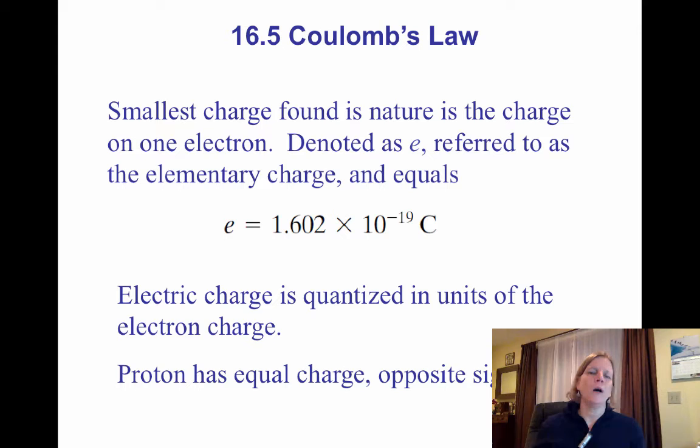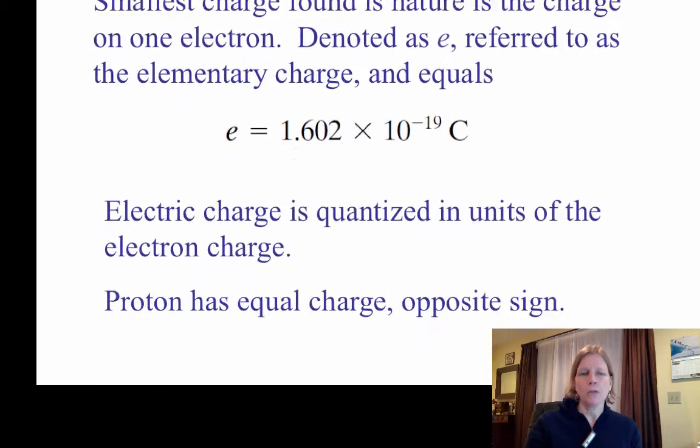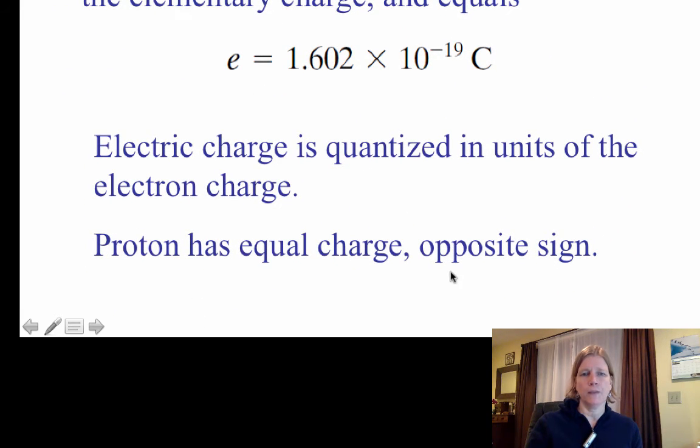Electric charge is quantized in units of the electron charge. So what does that mean? It means we can't subdivide electric charge smaller than 1.602 times 10 to the minus 19 coulombs. I can't divide that in half. All charge is a multiple of that 1.602 times 10 to the minus 19 coulombs. Protons have an equal charge but opposite sign. So an electron has a negative charge of that amount, a proton has a positive charge of that amount, 1.602 times 10 to the minus 19 coulombs.